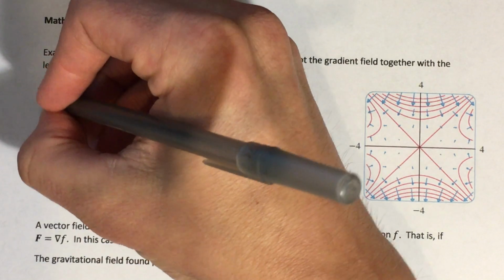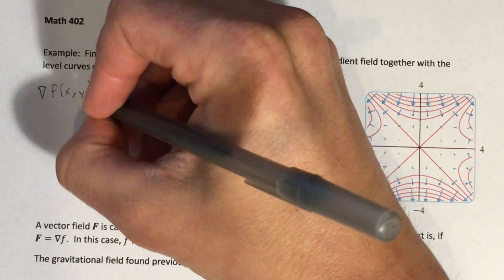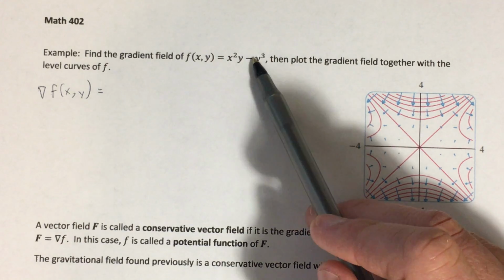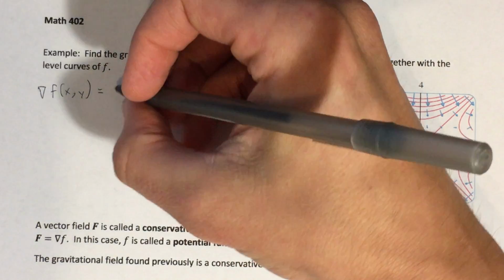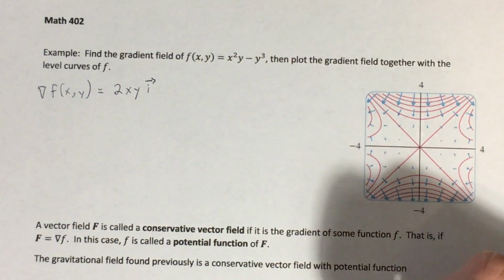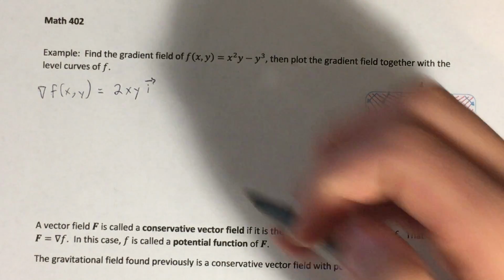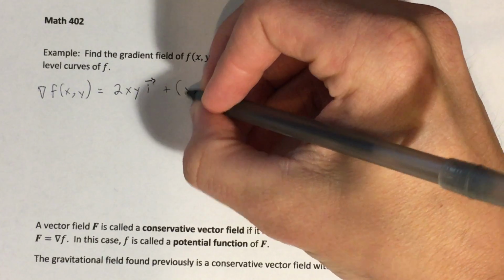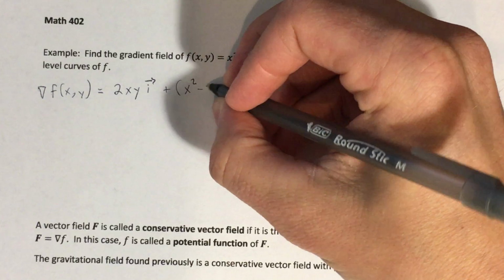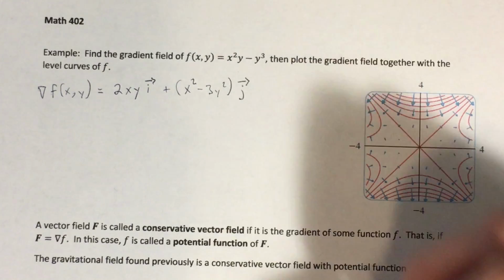I need the gradient of f x y equals, okay, so I need the partial with respect to x. That's going to be treated like a constant. It's going to go away. I'm going to get 2xy I for my I component, and then differentiate with respect to y. I'll get x squared here, so plus x squared minus 3y squared, and that's going to be my j component. Okay.